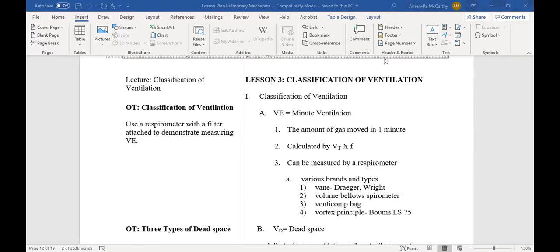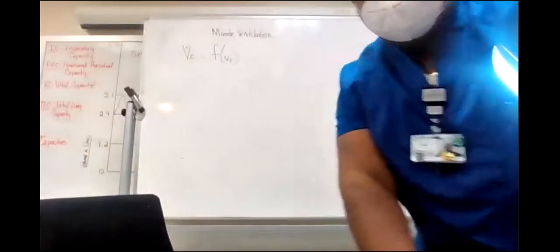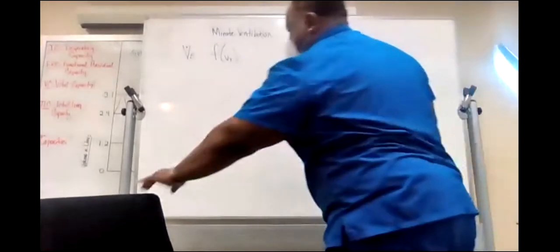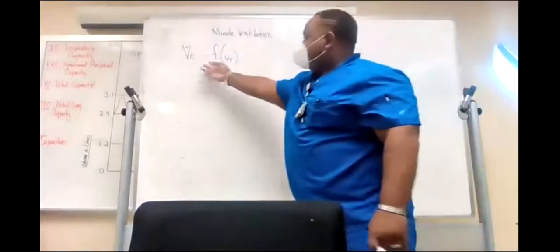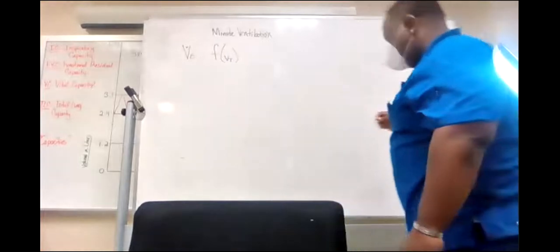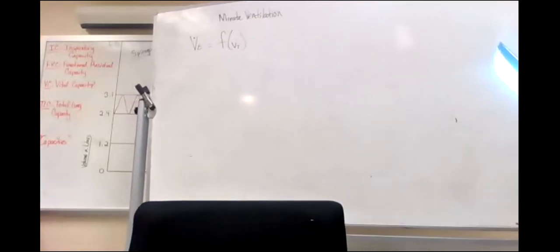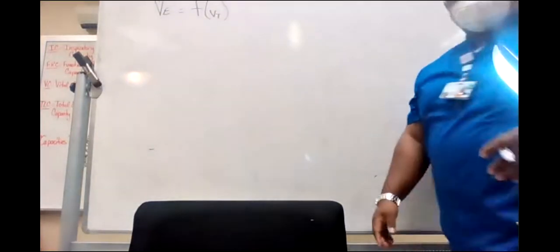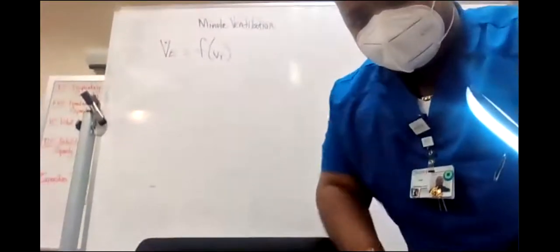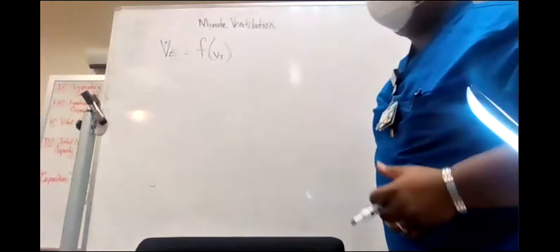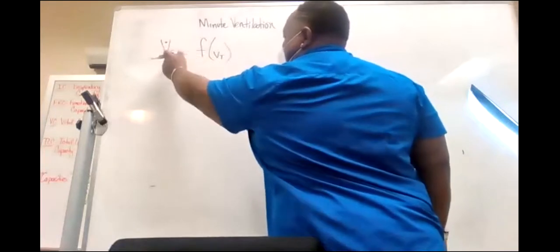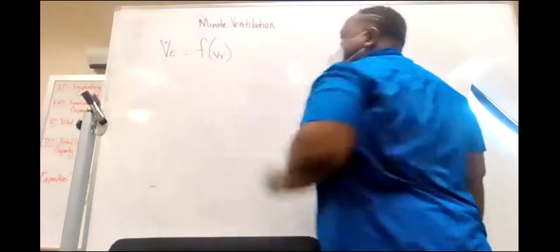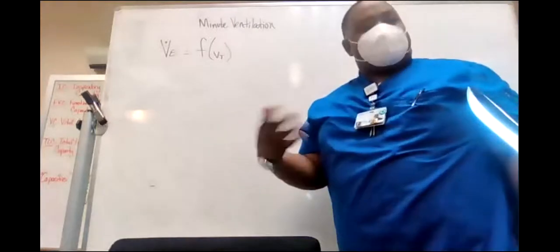Let me put the share on for you, closer for you to see. Minute ventilation is a V with a little dot in there, E, equals frequency times tidal volume. Now, on some of the worksheets, you're not going to see that dot because there's no way for me to put that dot in there on Word. So you may just see that V and E, you got to know which one they're talking about. But a V with a dot and an E equals frequency times tidal volume.